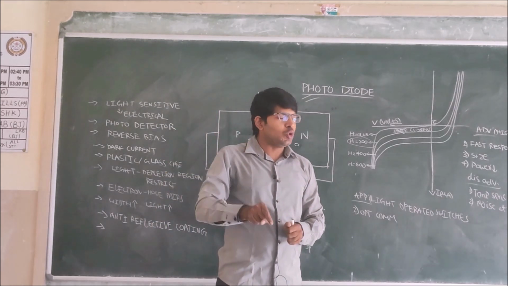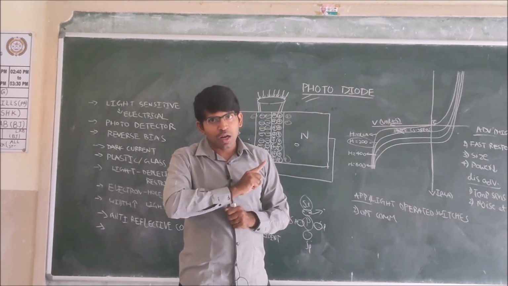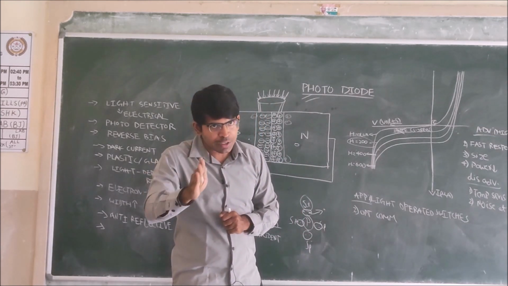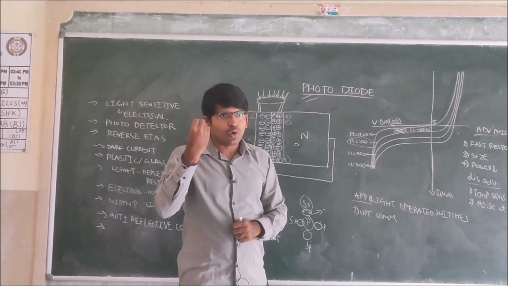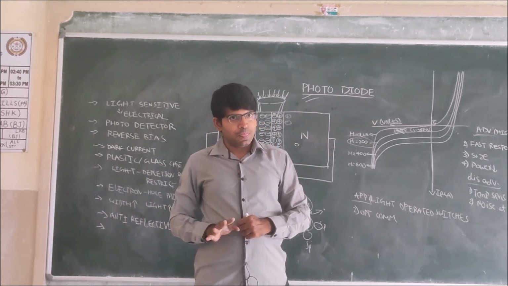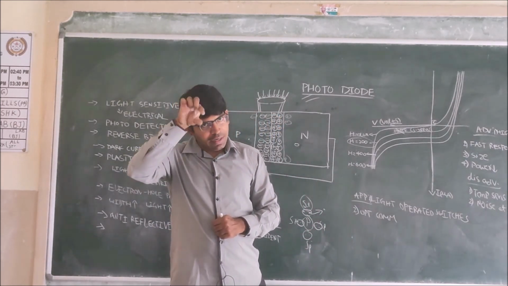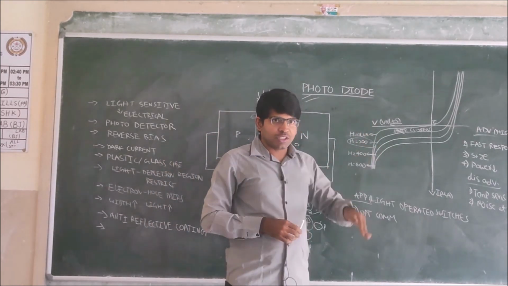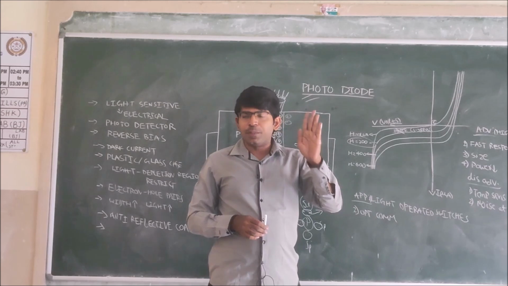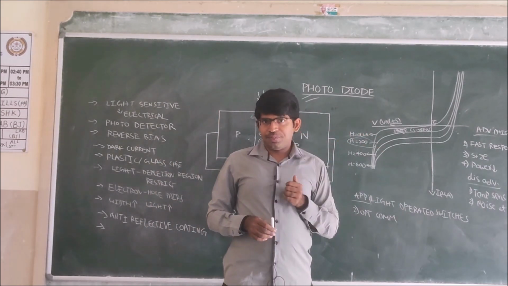This we have to do before the breakdown. The photodiode will not work after the breakdown. If it reaches the breakdown, then the photodiode will get damaged. This we have to keep in mind. We should operate in reverse bias, but only until it reaches the breakdown. After the breakdown, it gets damaged anyway.